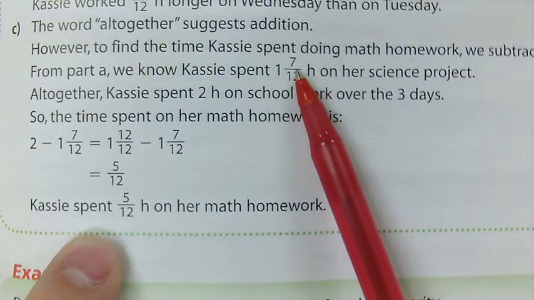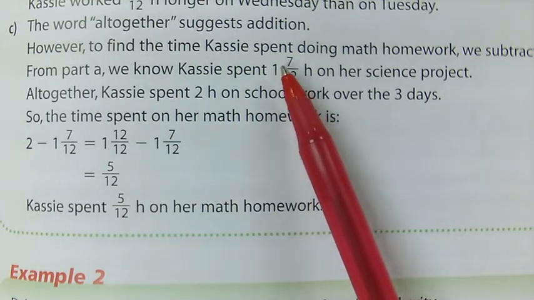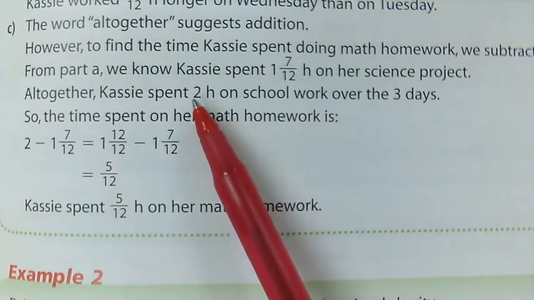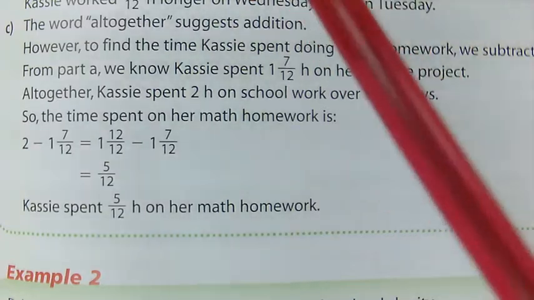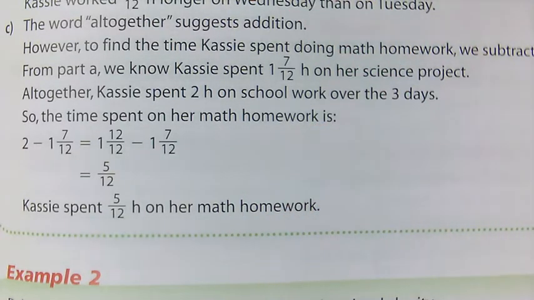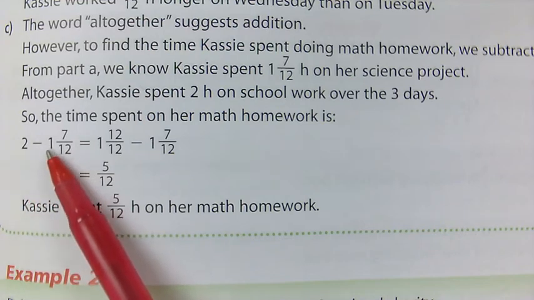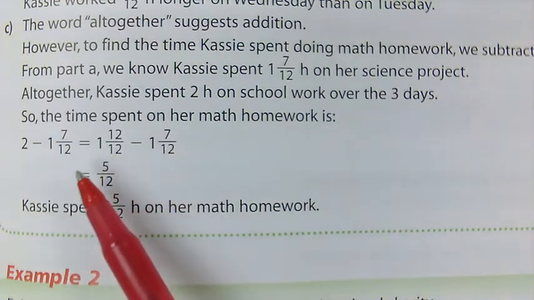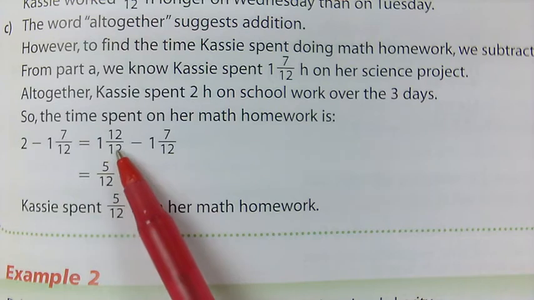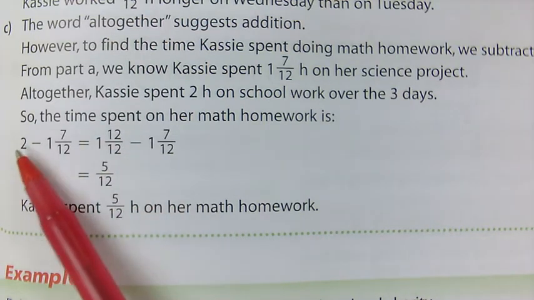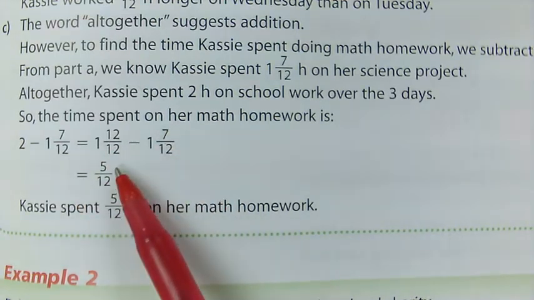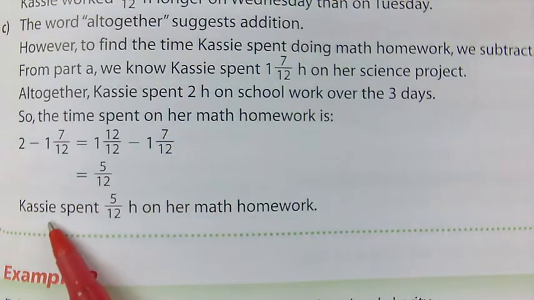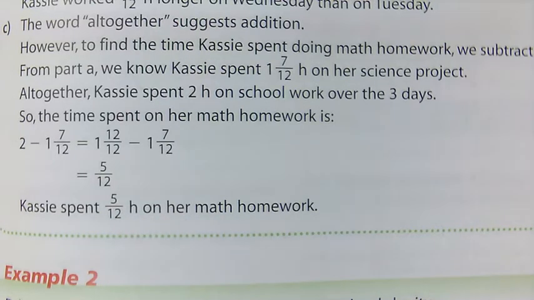So if we know that Tuesday plus Wednesday was this, and this is the total, we can take this and subtract that. So I do actually like this solution. I just think that if we didn't have the calculations from A and B, we might want to do it a different way. And so 2 subtract 1 and 7/12. We realize that 2 is 1 and 12/12, right? Because this is 1 and this is 1, so it's still 2. And then we can take our 1, subtract 1, it's gone, and 12 subtract 7 is 5, so 5/12. So Cassie spent 5/12 of an hour on her math homework.